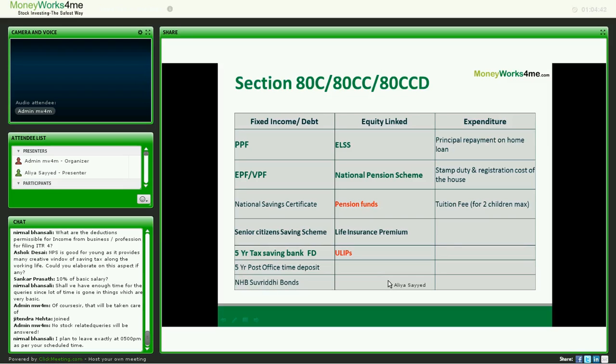Apart from that, then there is tuition fees. Tuition fees you can claim for 2 children max. Again, the maximum deduction for this is 1 lakh, so it falls under the 1 lakh limit.